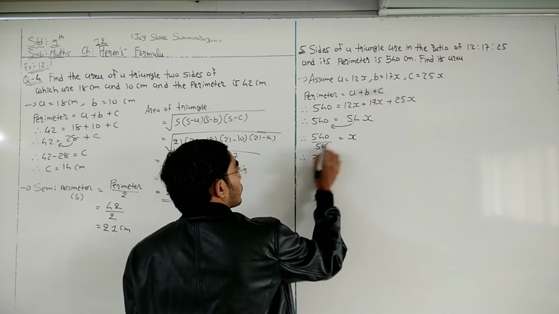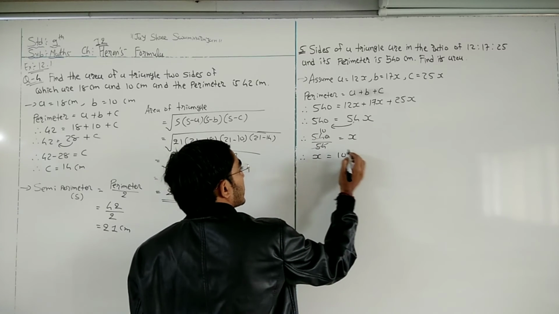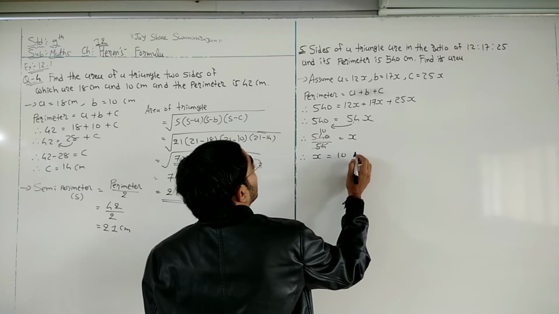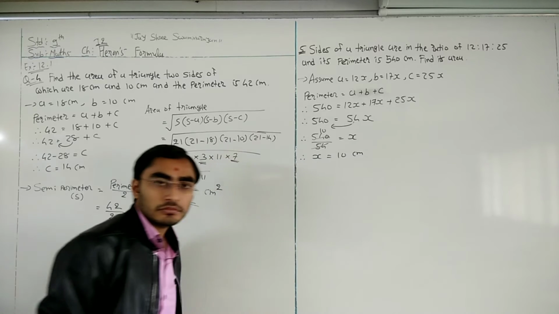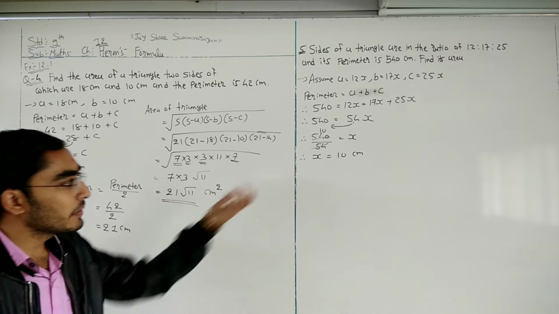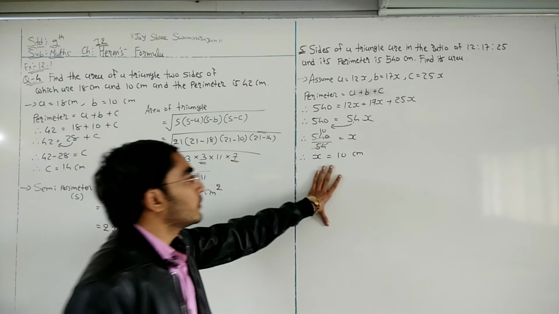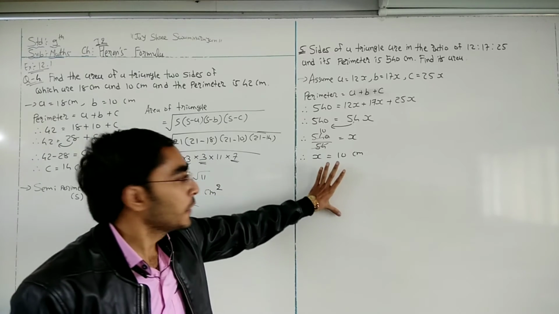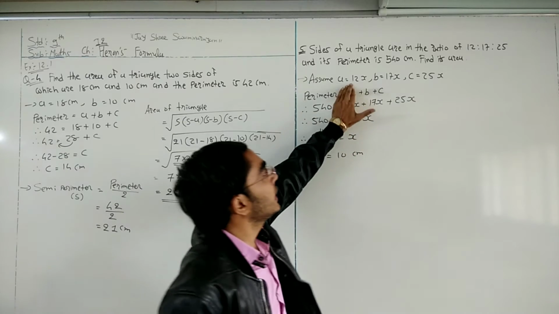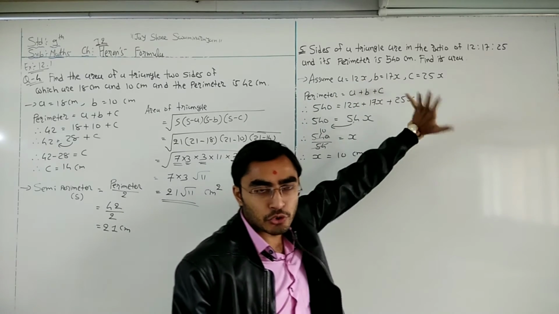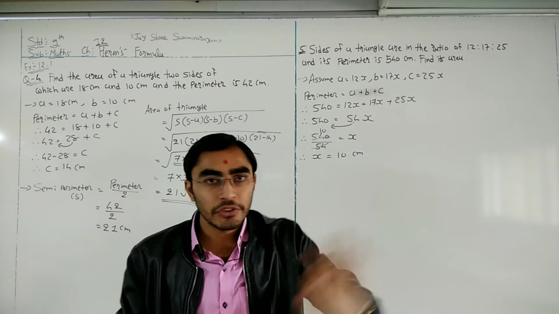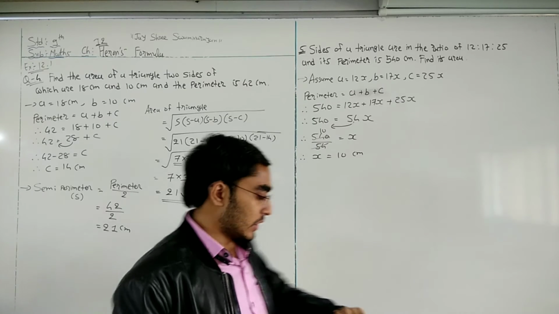So x is equal to 540 by 54. Right? So x is equal to 10 centimeter. Now here we know the value of x. So now what we need to do? We need to put this value of x in A, B and C. So we will get our sides A, B, C that we want.